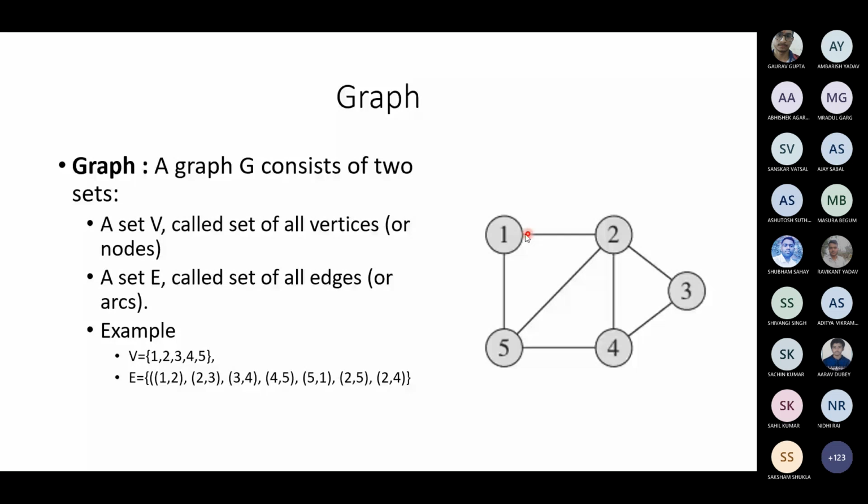2 to 3, there is an edge. 3 to 4, there is an edge. 4 to 5, there is an edge. 5 to 1, there is an edge. 2 to 5, there is an edge. Then 4 to 2, there is an edge. So these are the edges that exist. 4 to 1, there is no edge. There is no edge between 4 and 1, which is not mentioned. So you will represent a graph in terms of vertices and edges, and this will be applicable in many applications.